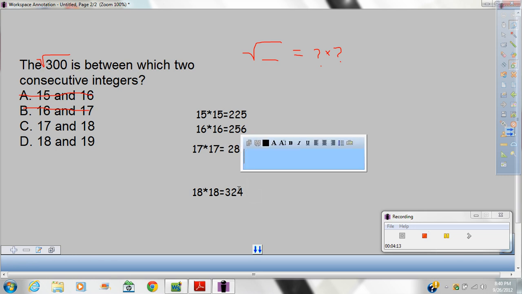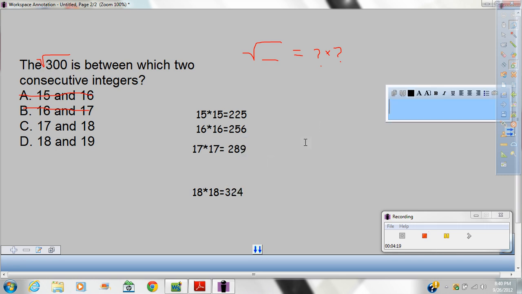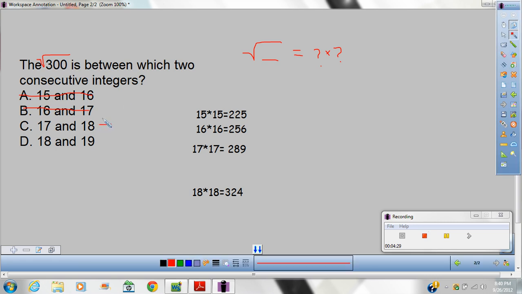289 is lower than 300. And we have 324, which is also above 300. So yes, we have found where 300 would lie between. So now we know our answer is C. There's really no need to continue to see if 19 times 19 would work, because it's obviously going to have two numbers that lie above 300.